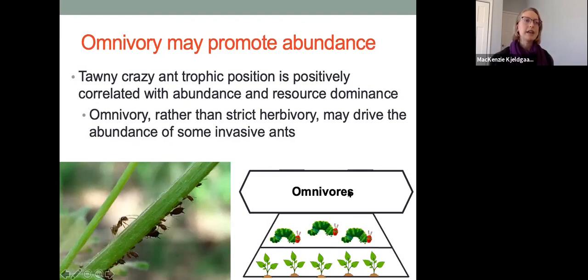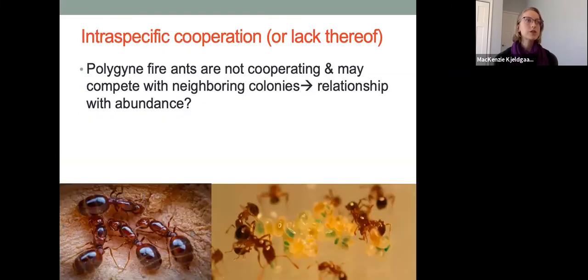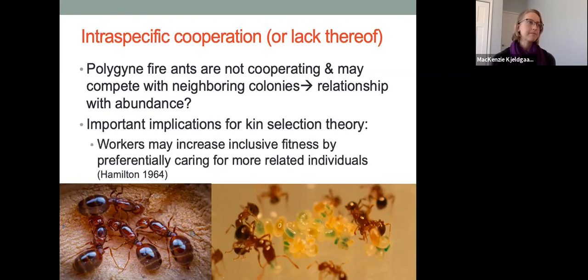So we see a higher abundance of these omnivores than some of the lower trophic levels. I also show that multi-queen colonies of fire ants are not cooperating and maybe actually competing with neighboring colonies. So we really need to look at their relationship with that abundance. And as I mentioned, this does have important implications for kin selection theory.